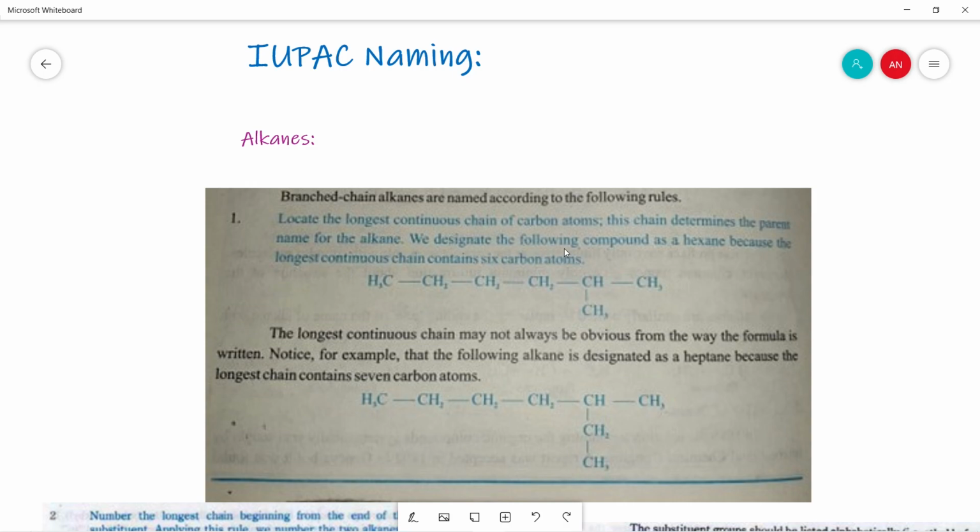We designate the following compound as a hexane because the longest continuous chain contains 6 carbon atoms. We use hexane for 6, pentane for 5, butane for 4. We have already learned that in grade 10th, right? So in this example you can see that this is a chain of 6 carbons, so this parent chain name is hexane. The longest continuous chain may not always be obvious from the way the formula is written.